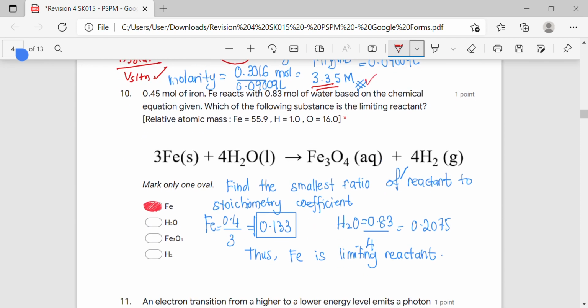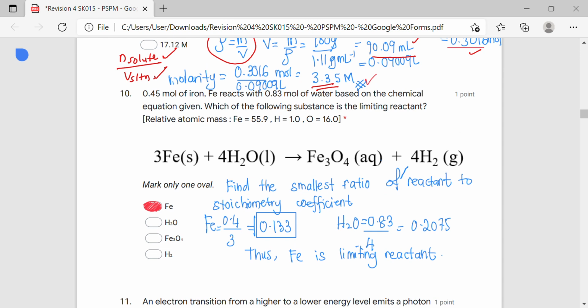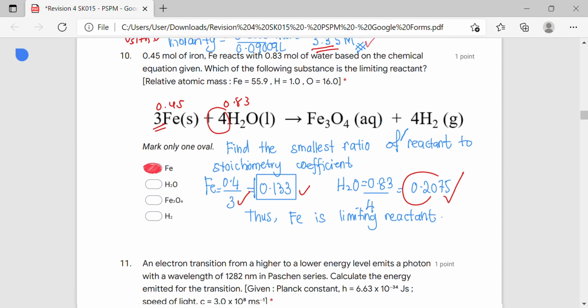So, which of the following substances is the limiting reactant? Limiting reactant, kita cari antara dua ni, Fe dan H2O, yang mana yang paling kecil dia punya ratio. So, dapatkan mol. Okay, ini dah bagi mol 0.45. So, untuk H2O 0.83. So, koefisiennya 3. So, divide by 3. Okay, 0.133. So, untuk water, coefficient 4. So, 0.83 divide by 4. So, dapat ni. So, between these two, yang ratio yang kecil ialah untuk Fe. Jadi, Fe ialah limiting reactant.